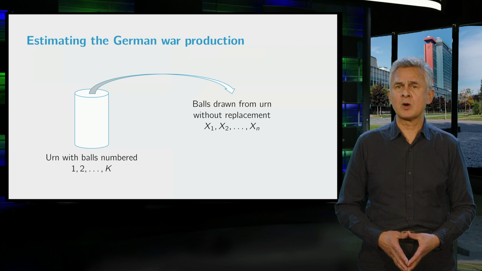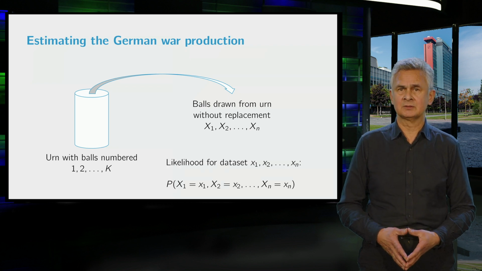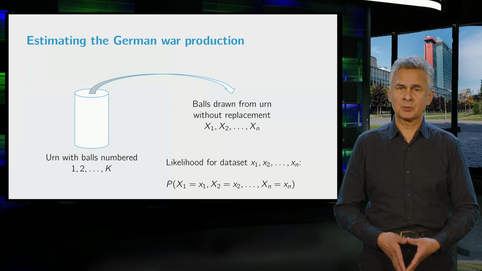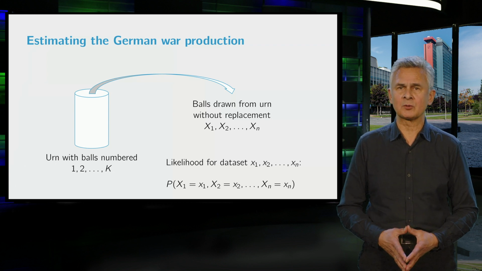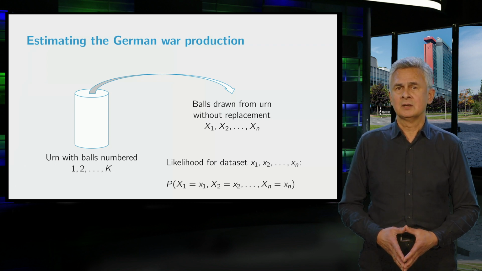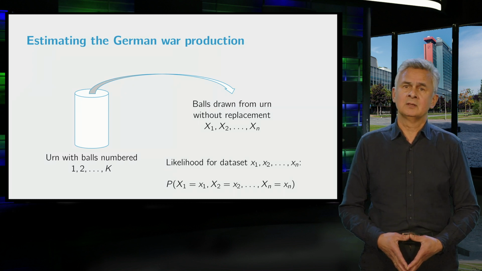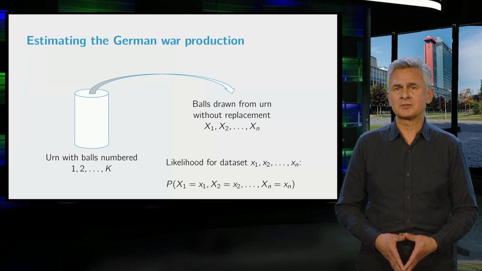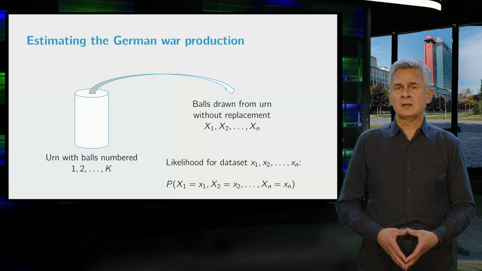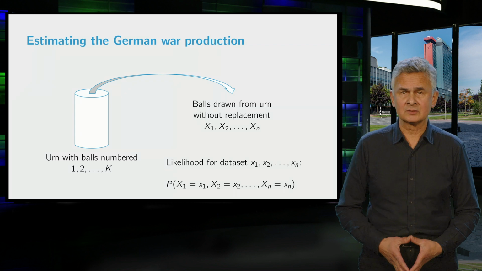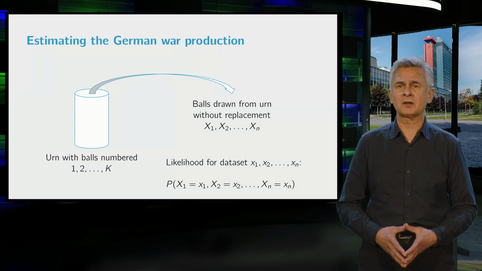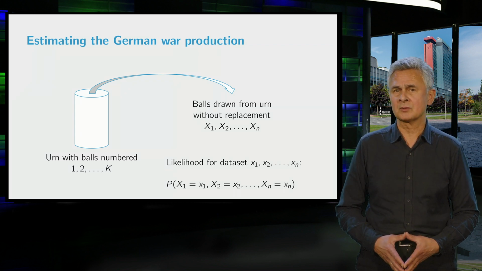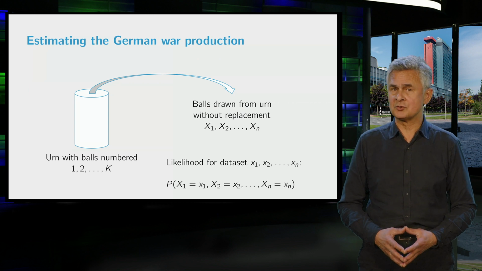Suppose we have drawn x1 to xn without replacement, then the likelihood is equal to the probability that this particular data set occurs. This is the probability that the number on the first ball is little x1, and on the second ball it is little x2, up to the number on the last ball is equal to little xn. Now, because the xi's are dependent, we cannot turn this into a product of marginal probabilities. But we can determine this joint probability.